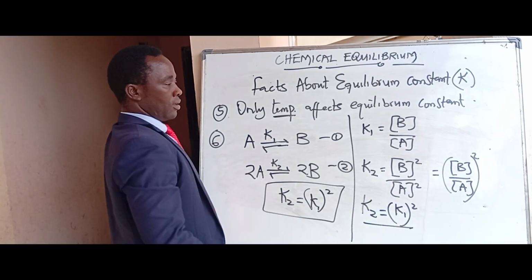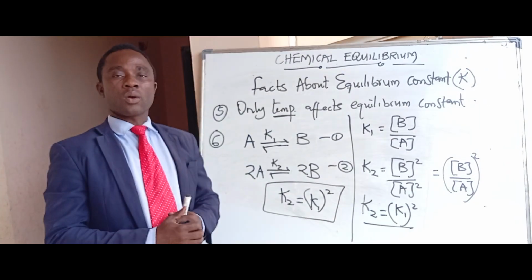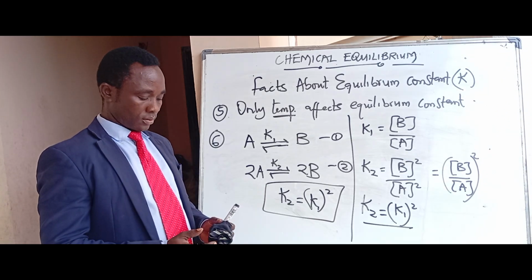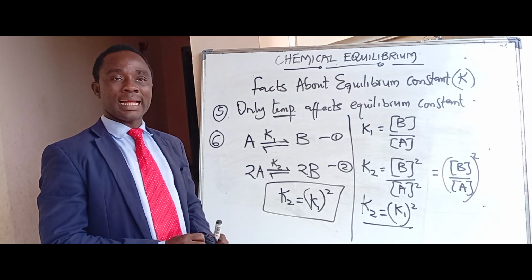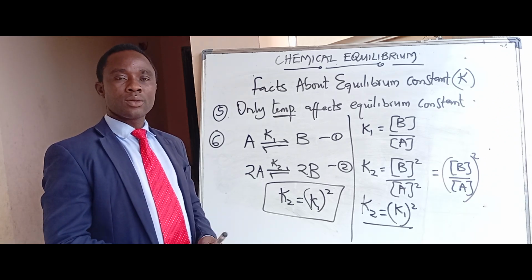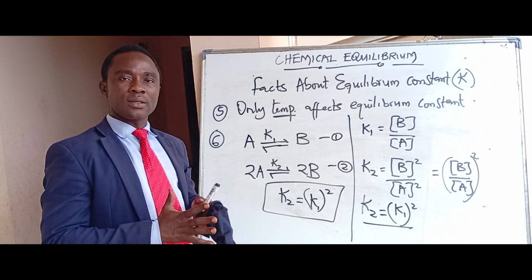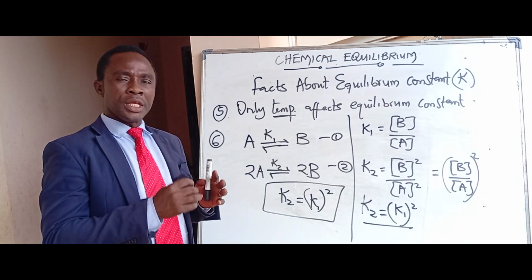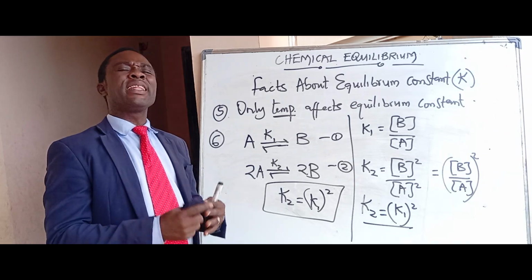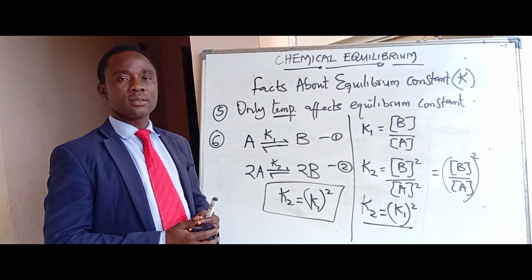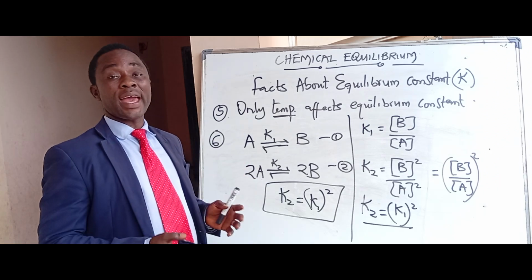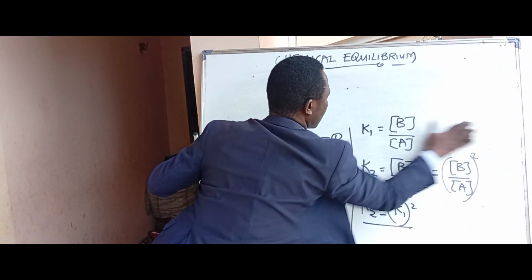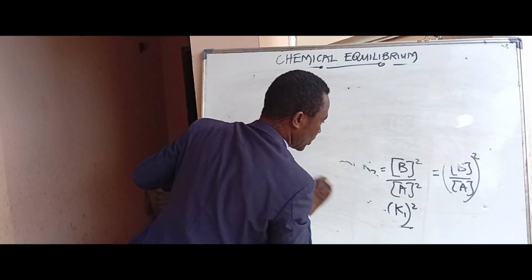Now, the final thing I want to give you about equilibrium constant expression is that anytime two reactions in equilibrium are added up to produce a third reaction, the equilibrium constant of the third reaction will be the product of the equilibrium constants of the two reactions that were added up to produce it. Now, what I mean is this.